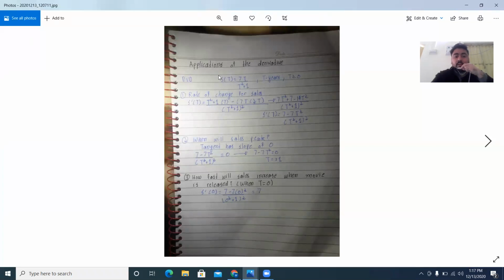So over here, for the applications of the derivative, this particular question is related to DVD sales, like how DVDs will sell with the passage of time. This is the initial equation in terms of t, where t is in years and t is greater than or equal to 0. Number one is the rate of change for sales, meaning how time affects the rate of change of sales.